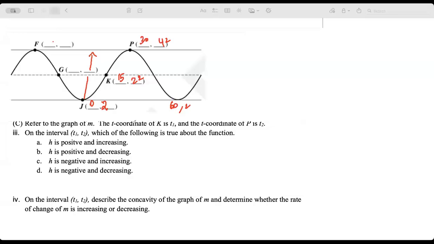So now refer to the graph of M. The t coordinate of K is T1. The t coordinate of P is T2. On the interval T1, T2, tell me guys, which of the following is true? On the interval T1, T2, describe the concavity of the graph.